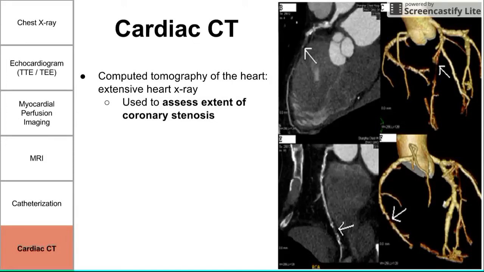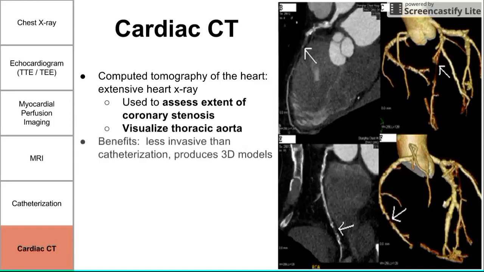Cardiac CT is best to assess the extent of coronary stenosis. So we can identify coronary stenosis best using cardiac catheterization. We can assess the extent of stenosis. We can get a higher resolution picture and see just how bad that artery is being clogged up using cardiac CT. Cardiac CT is also good to look at the thoracic aorta. So if we have any kind of aorta problem, such as an aortic dissection, cardiac CT can identify that.